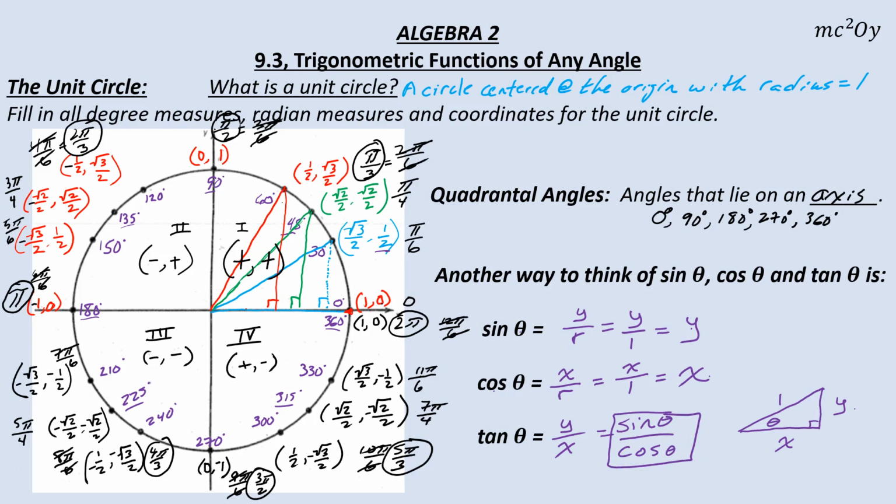Neat. So just so you know, and this is a little foreshadowing, cotangent then. What would that be? Well, it's the reciprocal of tangent, which is x over y, which means cotangent is cosine theta over sine theta. Awesome. That's just a little extra.